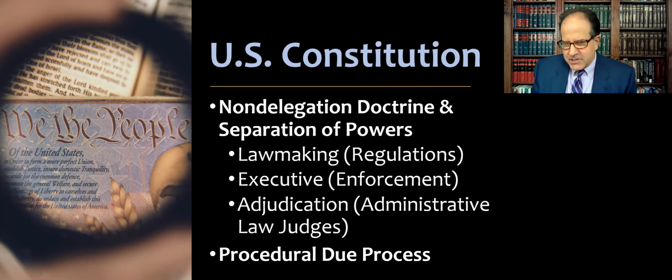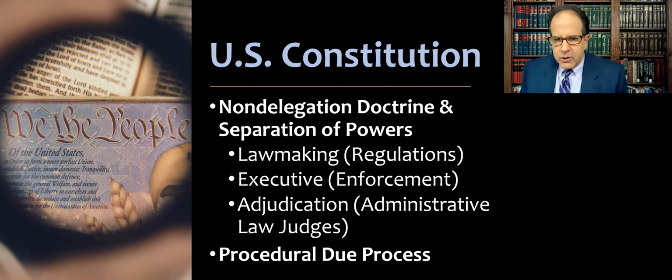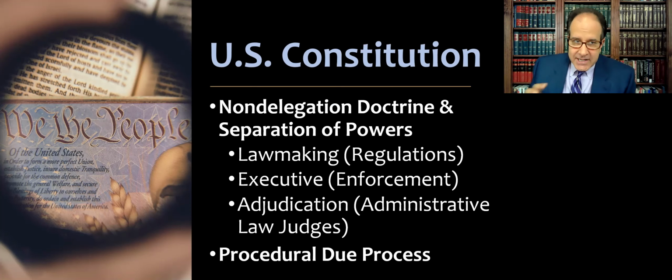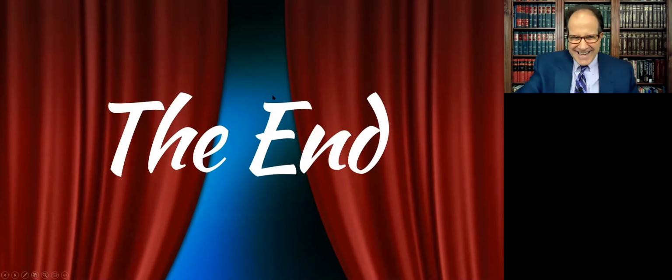And so keep in mind, agencies are going to engage in lawmaking in the form of regulations, executive actions in terms of enforcement, or issuing permits and licenses or dispersing funds, and adjudication, usually through administrative law judges. And there's also some constitutional cases that we have in this body of law about procedural due process. What kind of procedural fairness does an agency have to give to a party when they're deciding a case? Okay, that concludes our quick introductory lecture about the legal backdrop for administrative law.